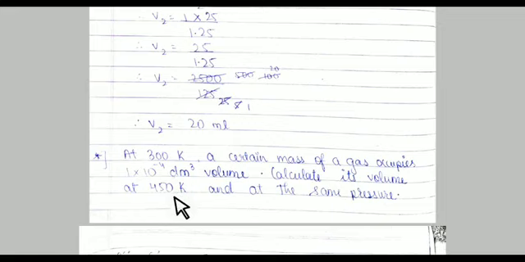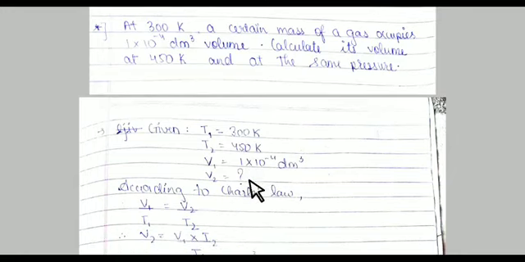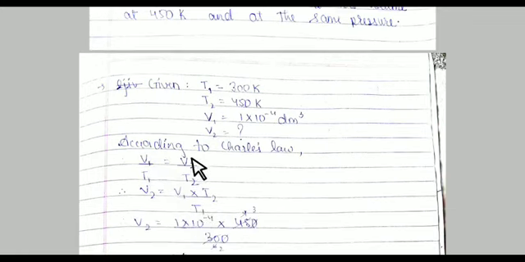So in this question we have to apply Charles law, because Charles law is applied at constant pressure. So at constant pressure, T1 is 300 Kelvin which is given, T2 is 450 Kelvin which is given, V1 is 1 into 10 raised to minus 4 decimeter cube which is given, and we have to calculate V2. According to Charles law, the formula is V1 upon T1 is equal to V2 upon T2. Just arrange the formula: V2 is equal to V1 into T2 upon T1.